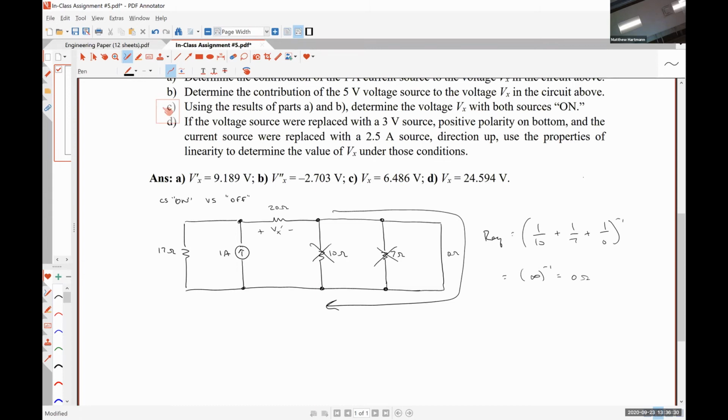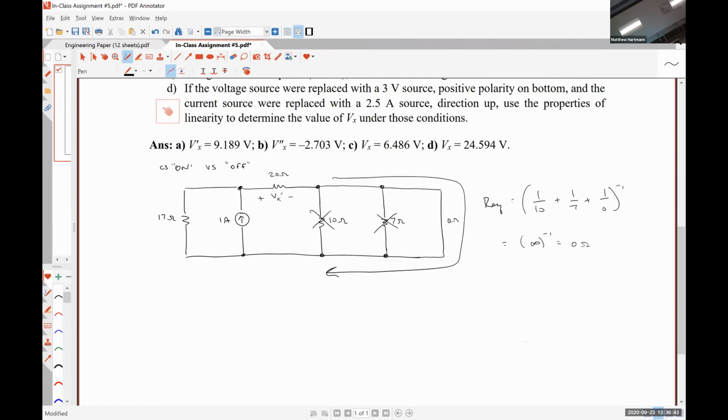All right, so the 5-volt source is turned off, which is why it's a short circuit. So if we did KCL, let's do it, I guess, at the top node and say that we're trying to find this current and we're trying to find this current. So that would be 1 amp flowing in is equal to, so what's the current directed to the left in terms of Vx prime?